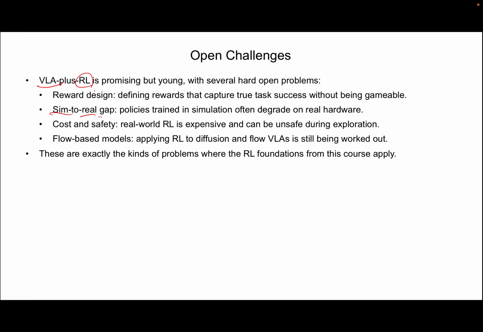And cost and safety. Real world RL is expensive and can be unsafe during exploration.